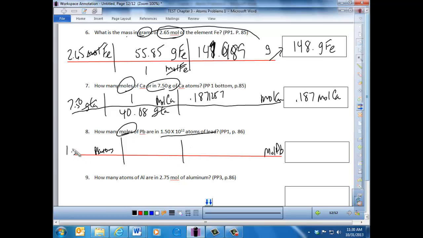And this is 1.50 times 10 to the 12, which we know is way, way less than a mole, right? A mole would be 10 to the 23, and this is 10 to the 12. So we're off by what? 11? A nanometer would be the 9, 12 would be a pico. Holy mother of pearl. That's a tiny, tiny fraction.